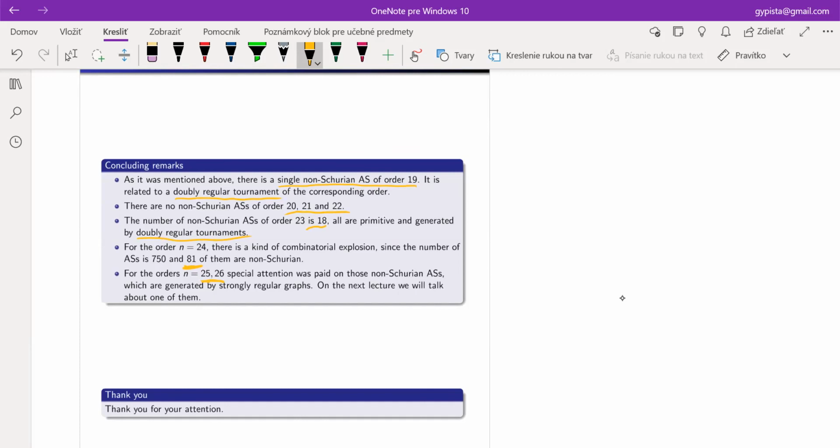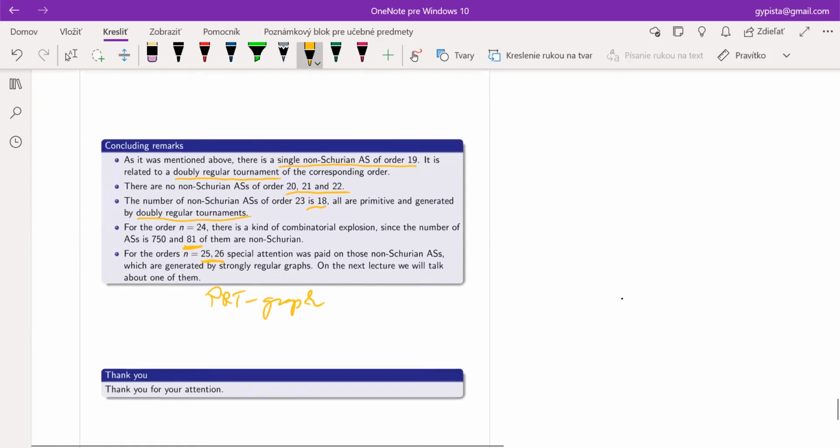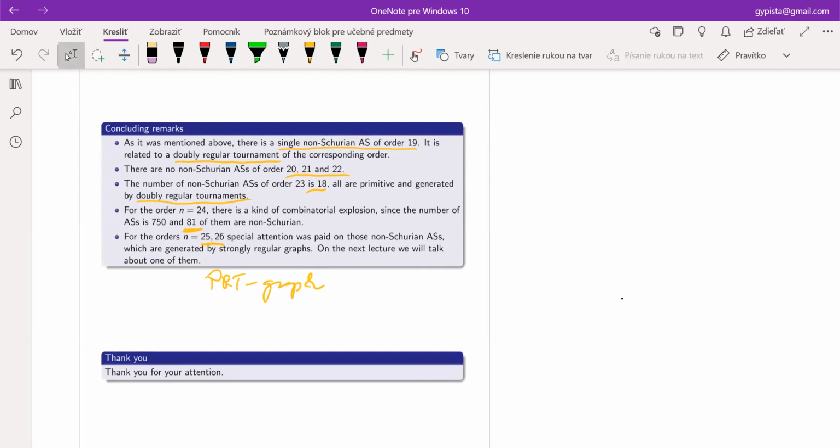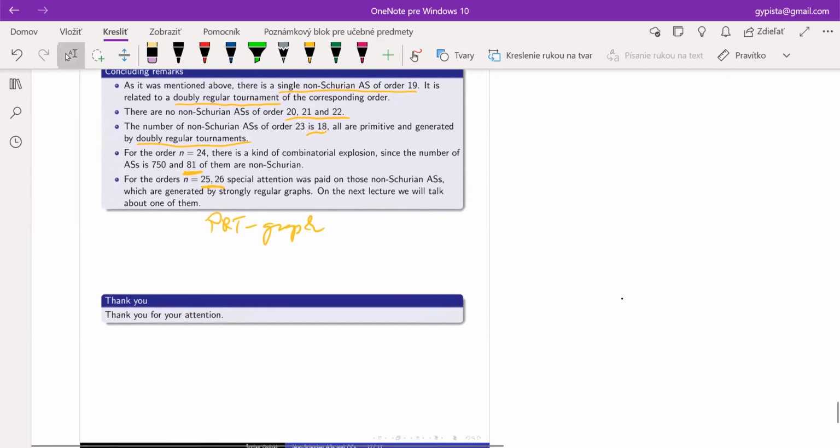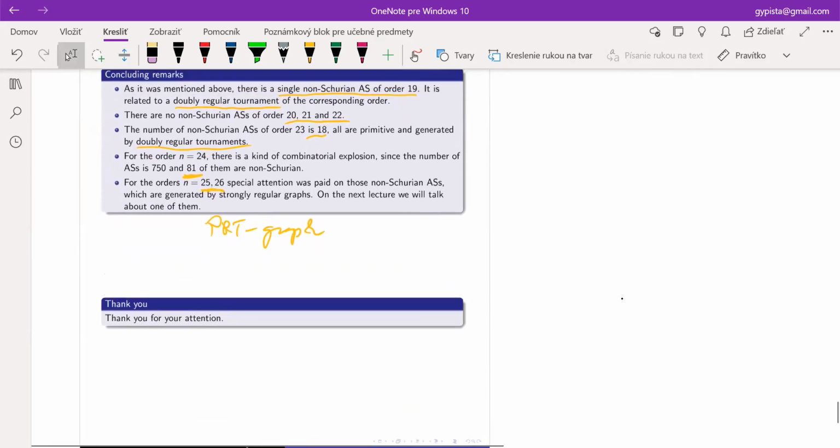During the next lecture, we will talk about one special strongly regular graph on 26 points, which is, in terms of the automorphism group, the most symmetric one, and that graph is known under the names Paulus graph, Rosenfeld graph, or Thomson graph. That's all for today from my side. Thank you for your attention.